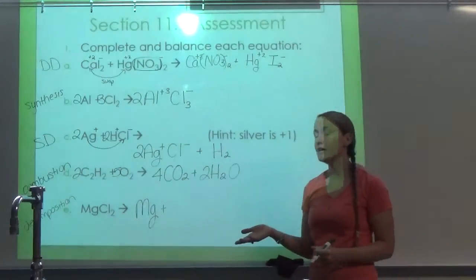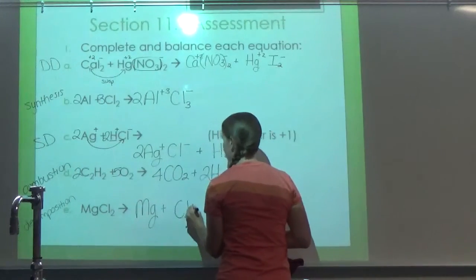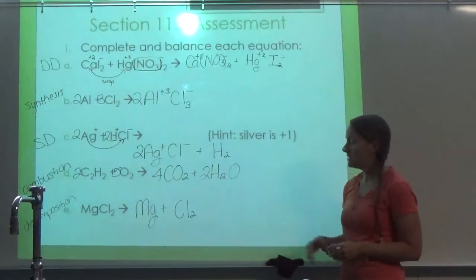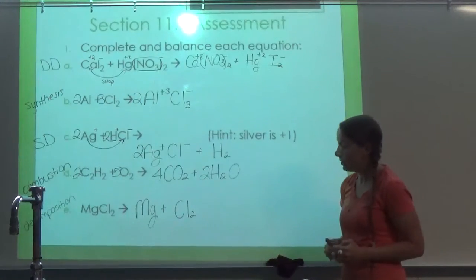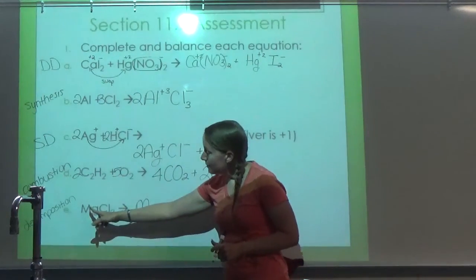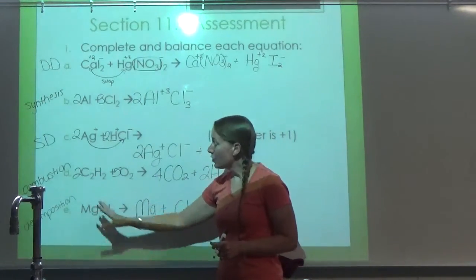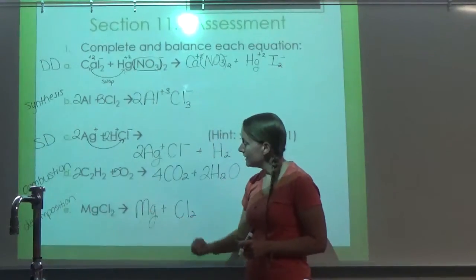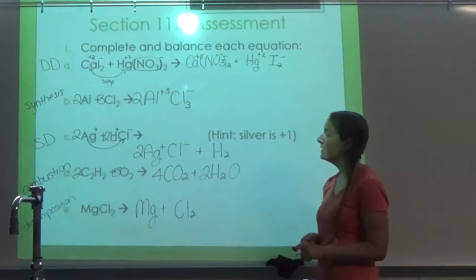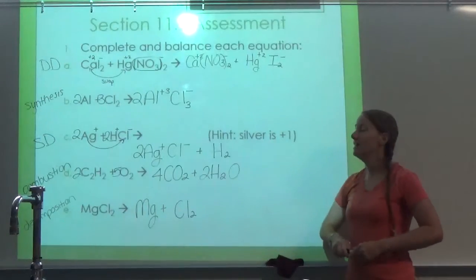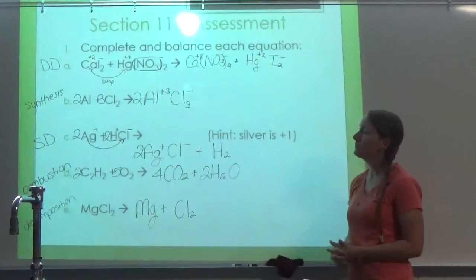Cl is now going to be alone. Is Cl a diatomic? Yes, it is. So I'm going to keep the 2, because it's going to exist as a pair. All right, so then last step is to balance the whole reaction. So I have 1 magnesium, 2 chlorine, and so it is balanced. So hopefully you at least got 1 or 2 of those right.